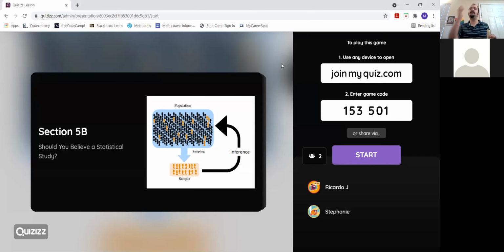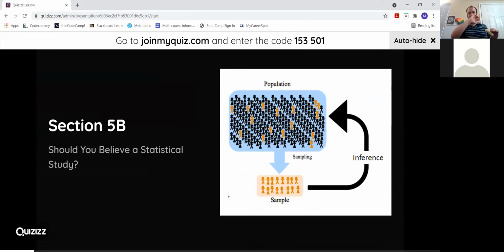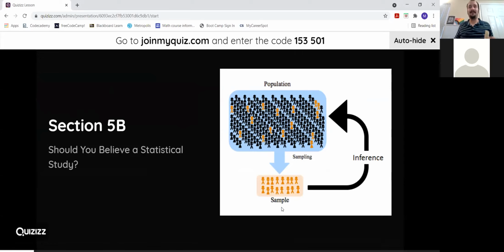Okay, so last time we did 5A, this was kind of the picture we got from it. So let me think about what you need to know from 5A. You got to know the population. We have a big population of people. From that population, we're going to take a sample. So you should know what the sample is, being able to identify population and sample from a group.